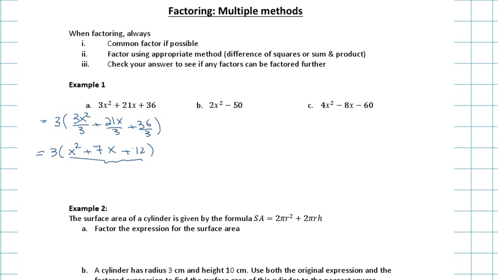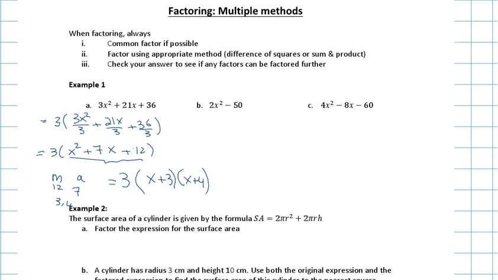Okay? So, I'm looking at 2 numbers that multiply to 12 and add to 7. One multiplies to 12 and adds to 7. 3 and 4. Okay? So then my factor would be 3, because I have to keep my GCF, times x plus 3, x plus 4, and done.